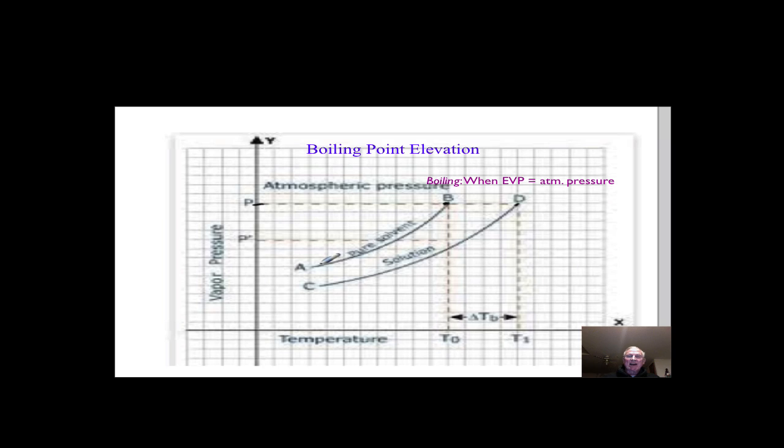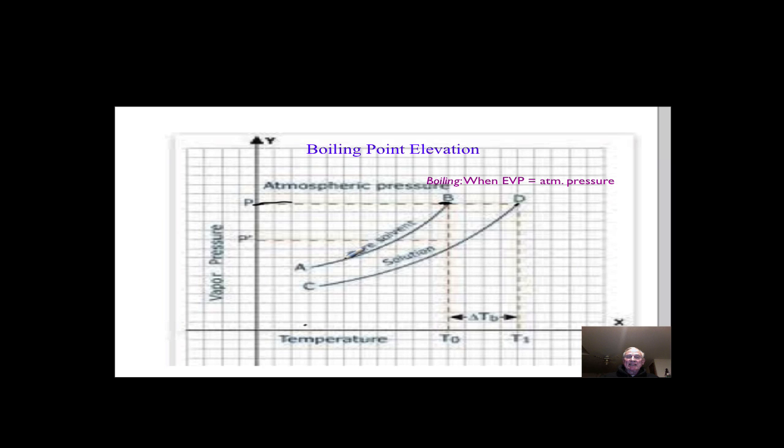So here on this graph, we have two lines, one representing the vapor pressure of a pure solvent, a pure liquid such as water. You can see that we have temperature here on the x-axis and vapor pressure on the y-axis, and as the temperature increases, so does the vapor pressure. If atmospheric pressure is represented by this line here, boiling then occurs when the vapor pressure is equal to atmospheric pressure. This second line represents the vapor pressure of a solution.